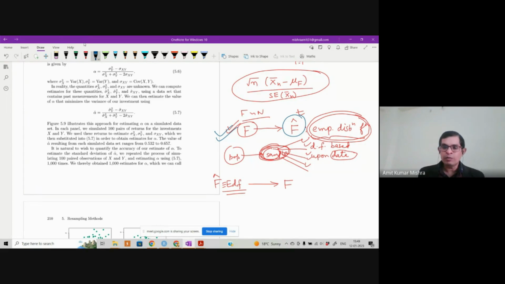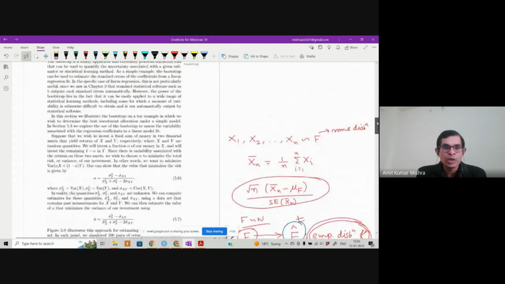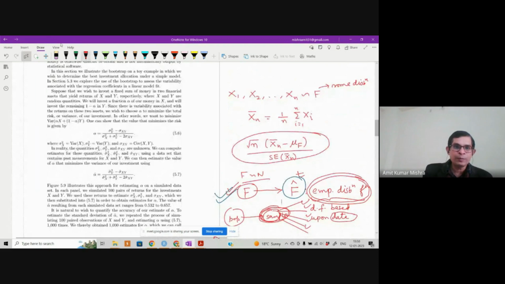Now, why are we focusing upon bootstrap? There is another reason. If you are interested in some function which is complicated and its distribution is complicated, then again we can use bootstrap. So in this book, first I will discuss the example given in the book. It says, suppose we wish to invest a fixed sum of money.